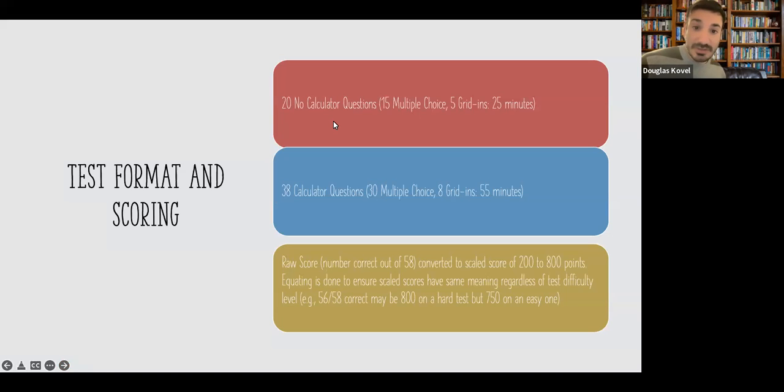All right, so as far as the test format, there are 2 math sections on the SAT. The first section is no calculator. There are 20 questions and 15 of them are multiple choice. You have 4 choices each, and 5 of them are grid-ins where you have to enter in a number, and you have 25 minutes for that part.